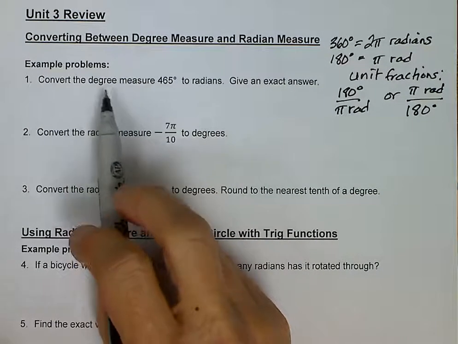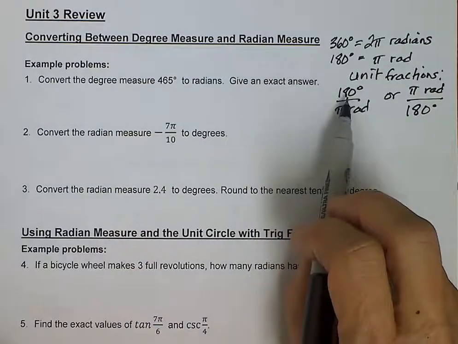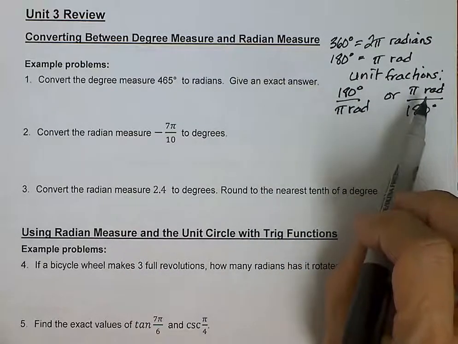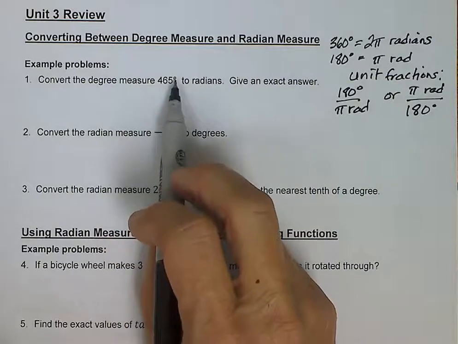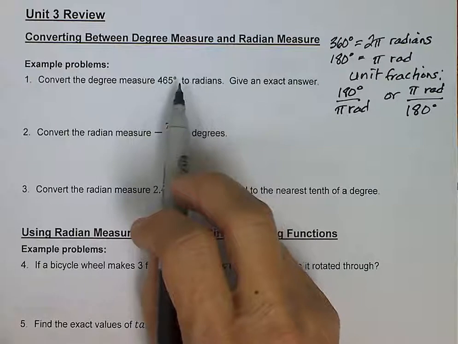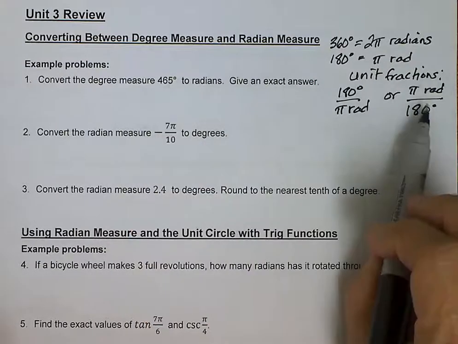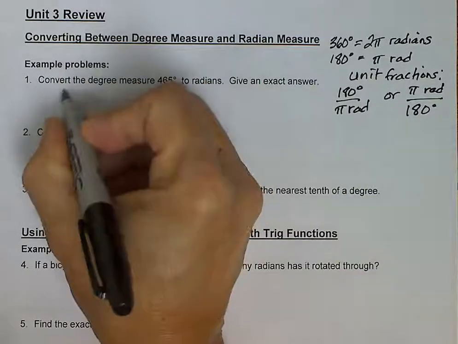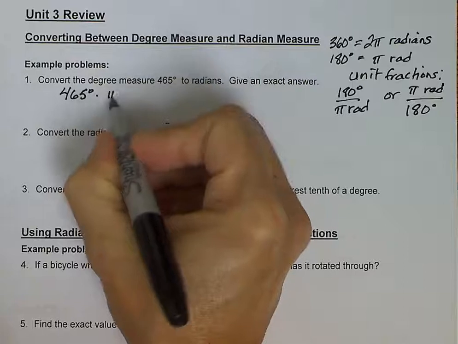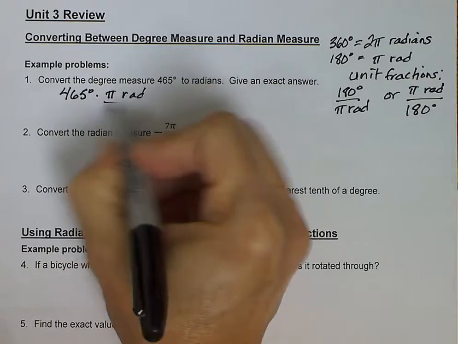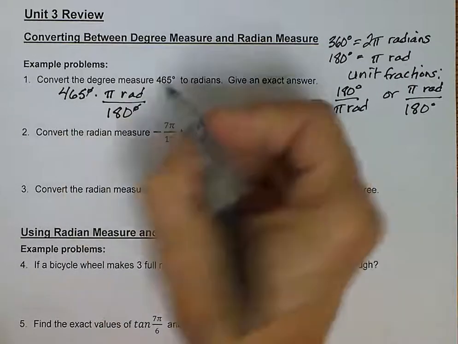First, let's take this and convert this degree measure to radians. To use one of these unit fractions, we just need to figure out which one to use. Since we have degrees and we want to cancel that out and get radians, that means we want to use the unit fraction that has degrees on the bottom, which would be this one. We can take our 465 degrees times pi radians over 180 degrees. That way the degrees cancel.